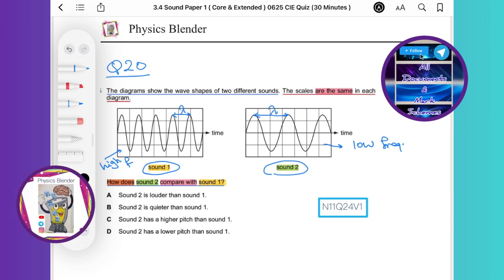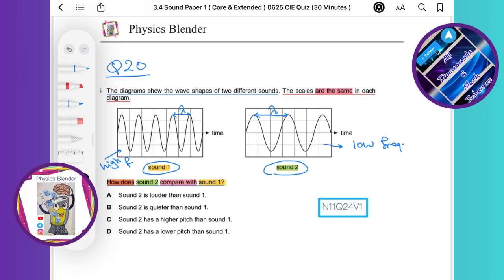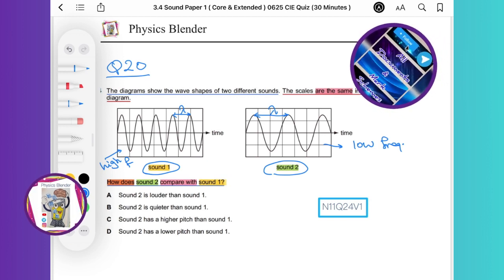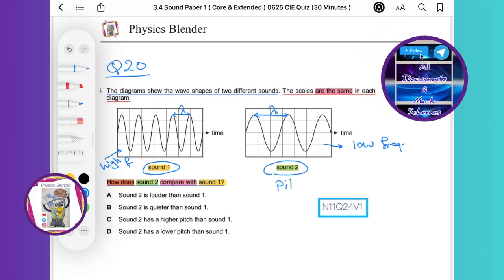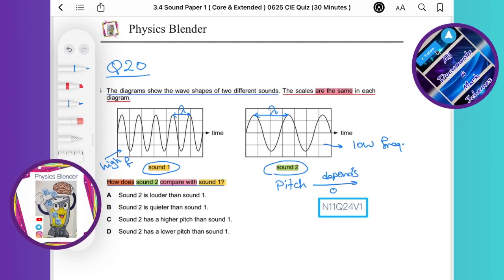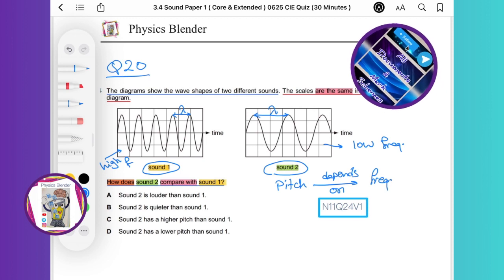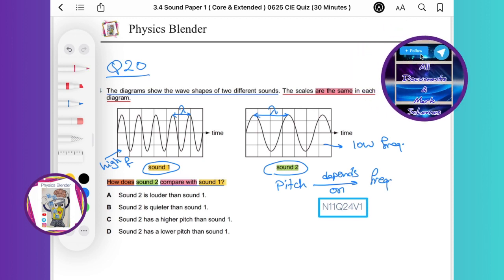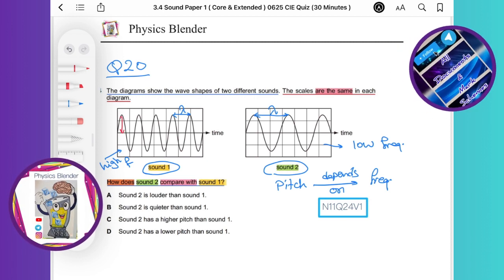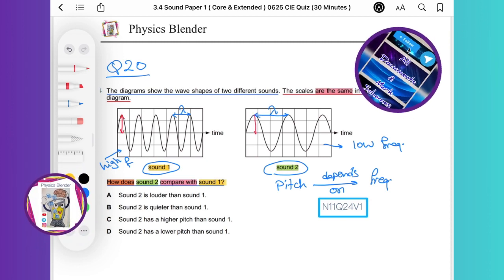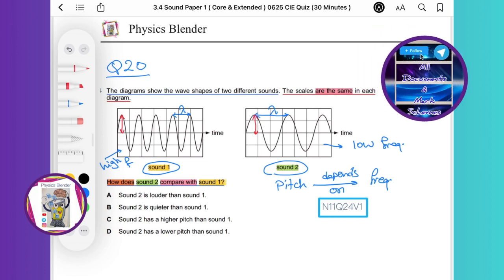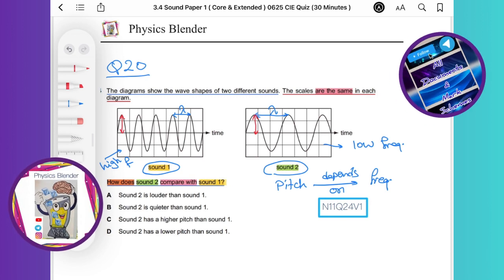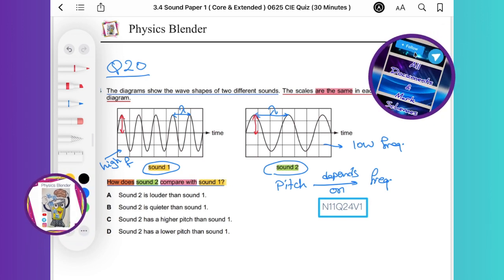And frequency is the reference for pitch. As we said earlier, pitch depends on frequency. But what about amplitude? Amplitude is the distance from the rest position to the crest. So sound 1 and sound 2 have the same amplitude.